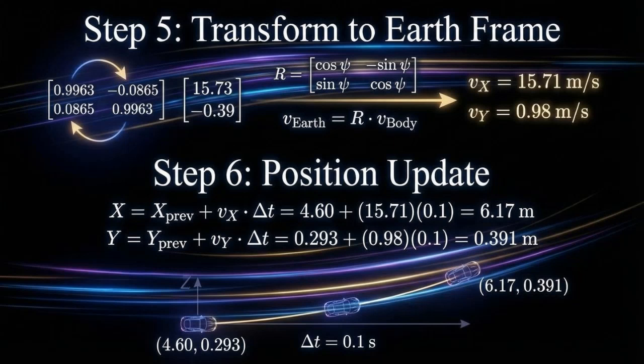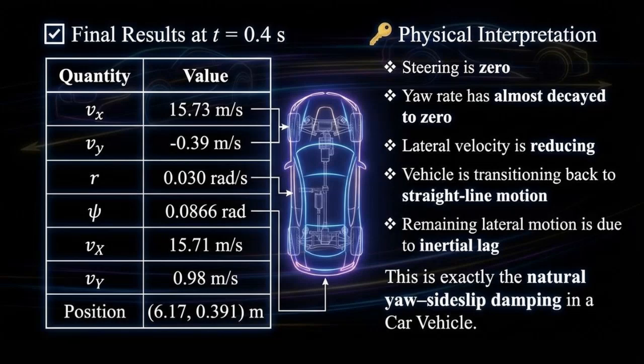These velocities are then multiplied by the time step, delta t, to obtain the position increments. As a result, the global position advances to x equals 6.17 meters, and y equals 0.391 meters. This step completes the mapping from vehicle motion to its position in the global reference frame.